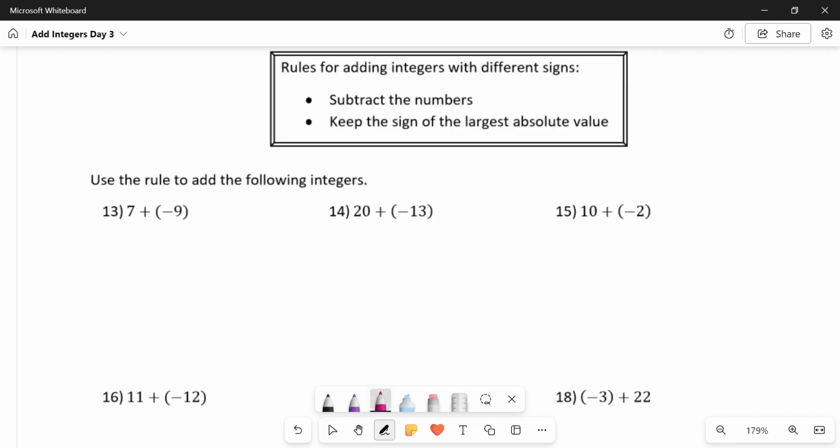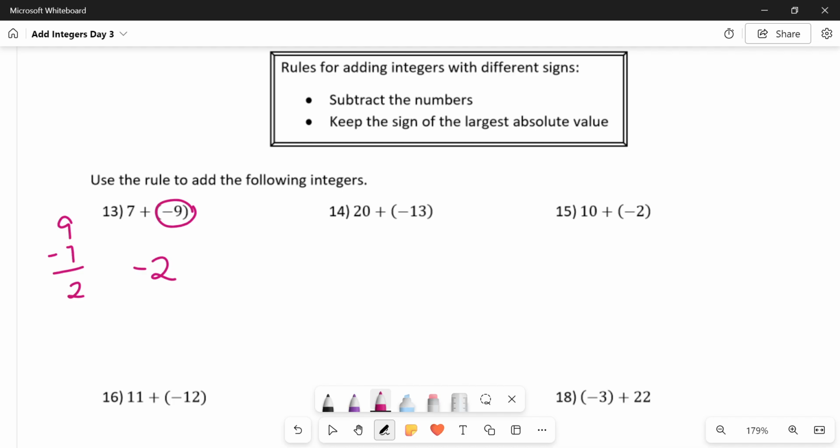Okay. So I have 7 and negative 9. They are both different signs. Well, if I think about the numbers on a number line, negative 9 is furthest from 0. So I'm going to circle that number. I'm then going to take that circled number and write it first. 9 minus 7 is 2. However, the circled number is negative, so I'm going to put a negative sign in front of it.